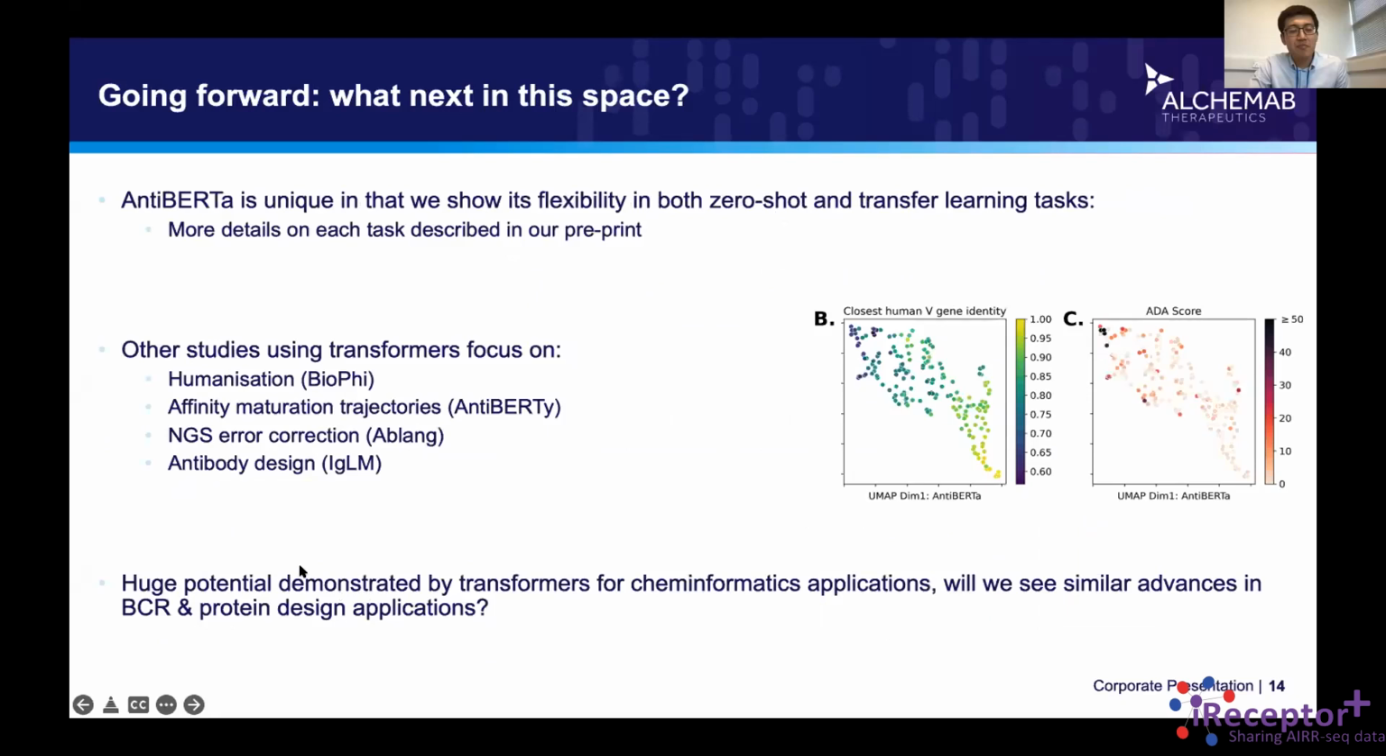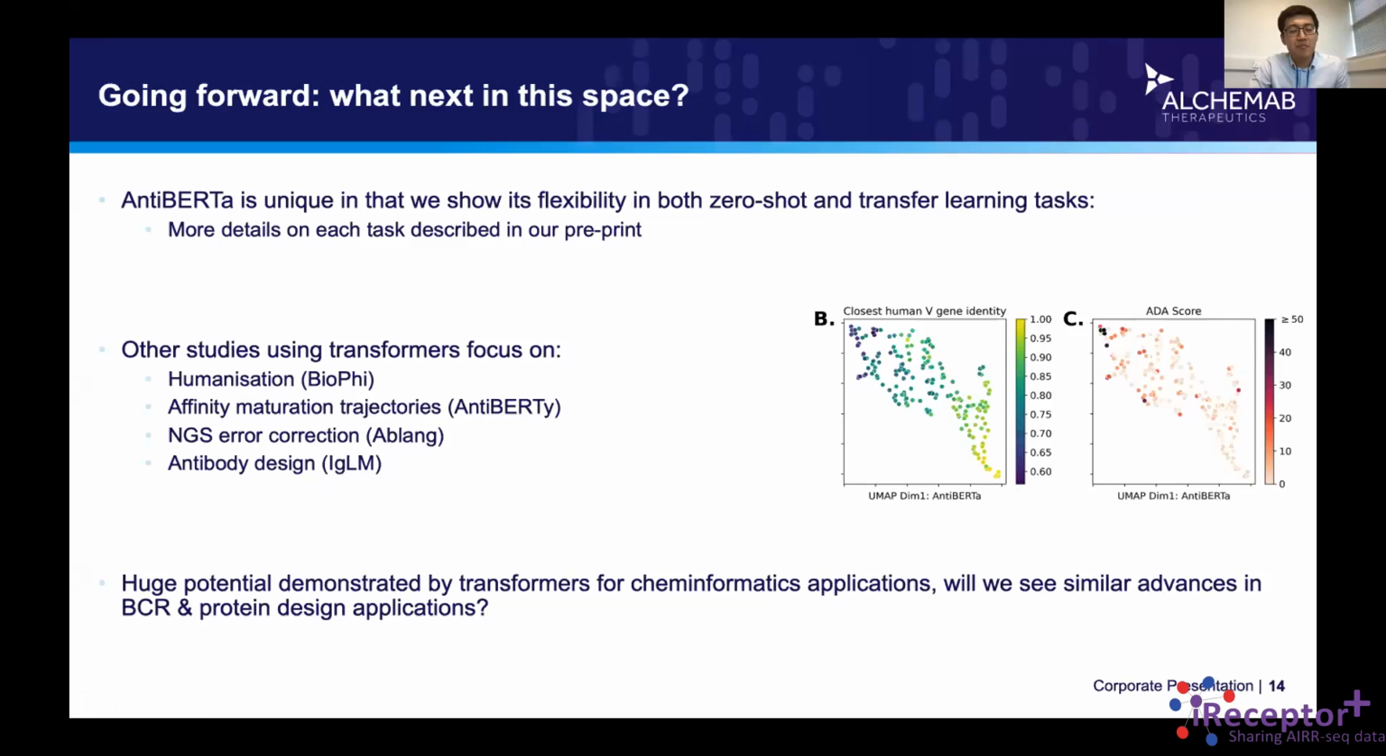So going forward, what's next? What can transformers do? What kind of work can we really explore? I think AntiBERTa is just one of the many papers that shows how transformers are incredibly flexible, and they can show really good performance in both zero-shot and transfer learning paradigms. I won't go through the details, they are in our preprint, but I think it's an exciting time to work on transformers in this space.